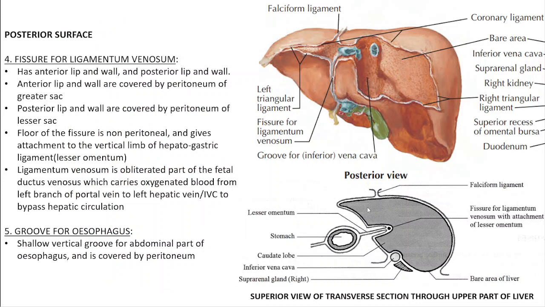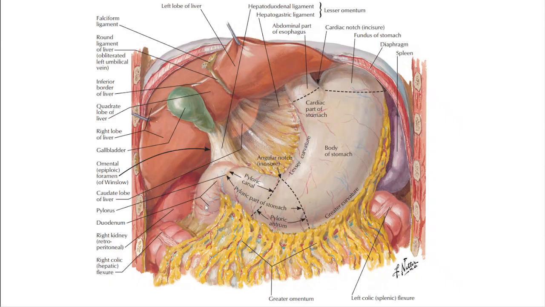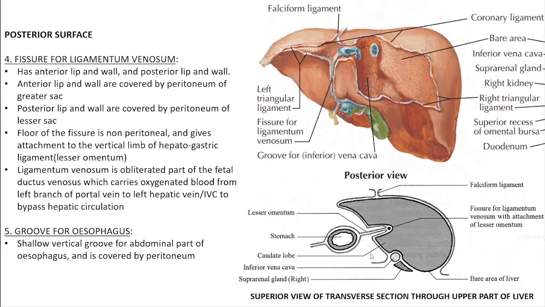Again, coming to this diagram, we know that behind the stomach lies the lesser sac. So the posterior wall and lip of the fissure for ligamentum venosum are lined by peritoneum of the lesser sac, whereas the anterior wall and lip of the fissure for ligamentum venosum are lined by the peritoneum of the greater sac, because in front of the stomach lies the greater sac. In this diagram, this whole part of the peritoneal cavity is the greater sac, whereas if we go through the epiploic foramen behind the lesser omentum, we would enter the lesser sac, that is this part.